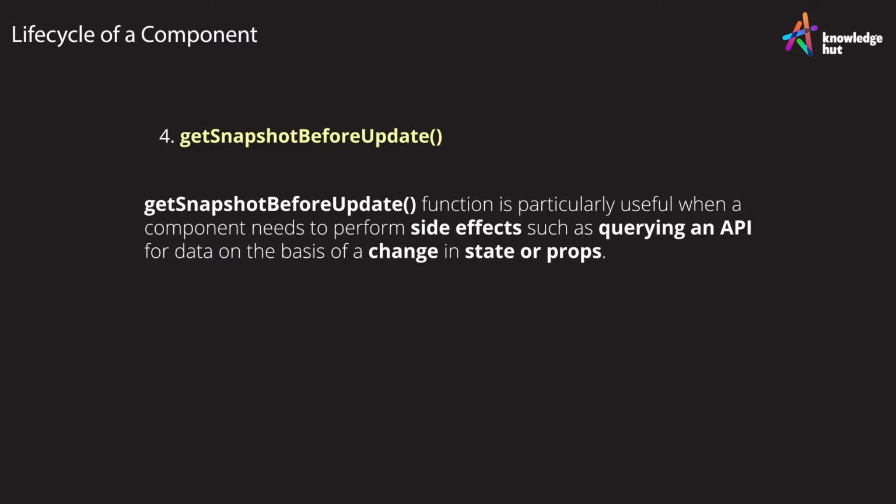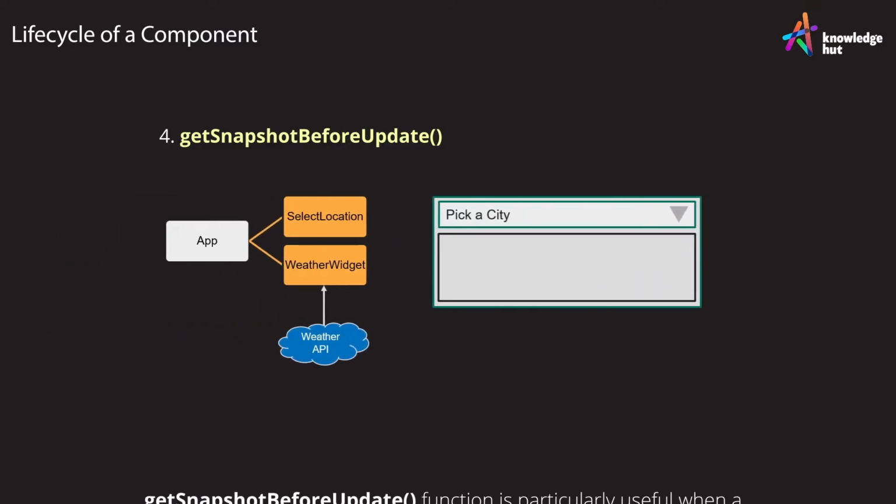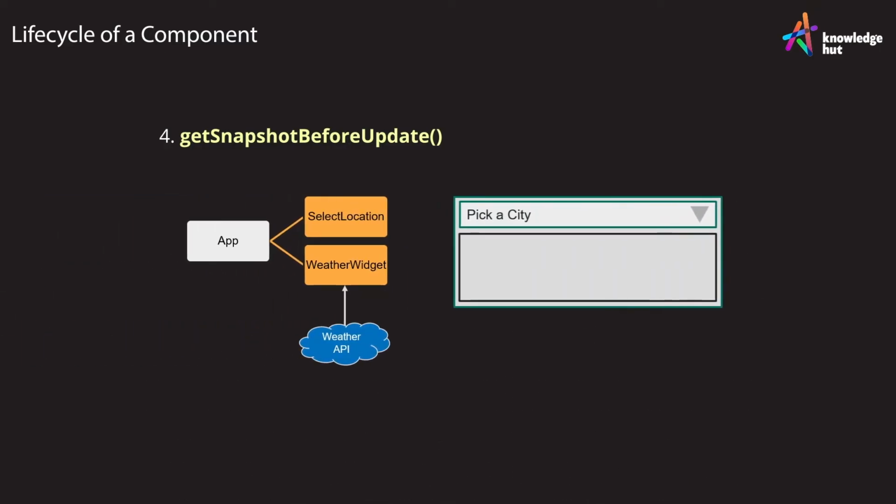The important thing to note here is that this method is not invoked on the first render of a component and is only available when a component updates. Consider an example of a component that queries an API to fetch weather data for a location. As the user selects a location, it is stored in the main app's state and passed down to the weather widget component using a prop. The weather widget component then queries the API and fetches the result.